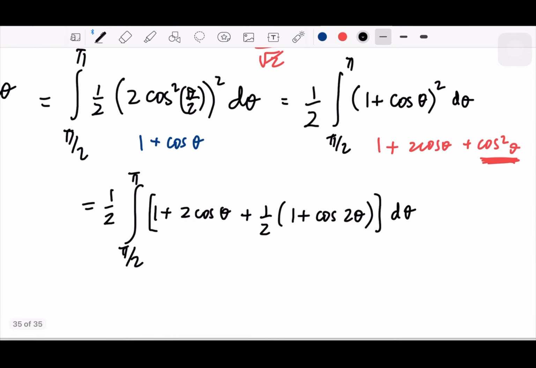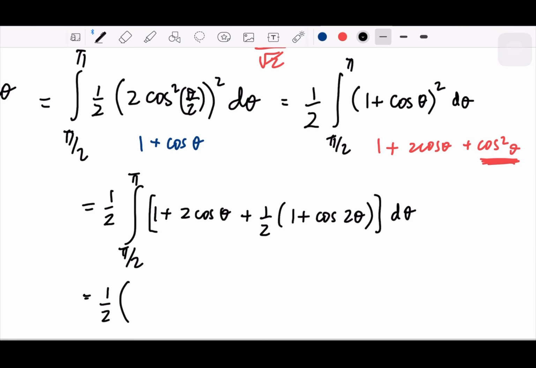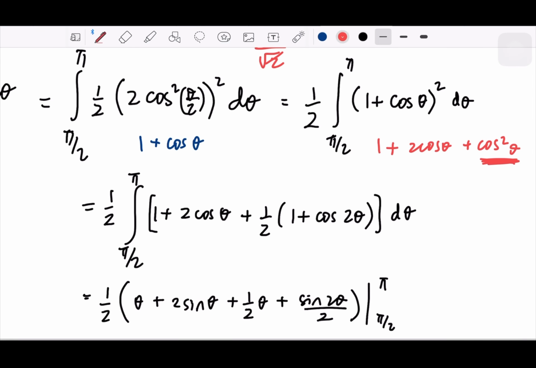And then we can integrate one by one. This is half theta plus 2 sine theta plus half theta plus sine 2 theta over 2, and then from pi over 2 to pi. Then you can carefully calculate this one by one. Well, I think I can write this. Oh, this becomes 3 over 2, right?